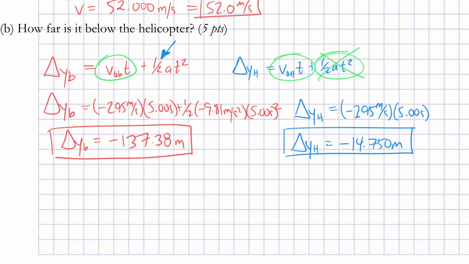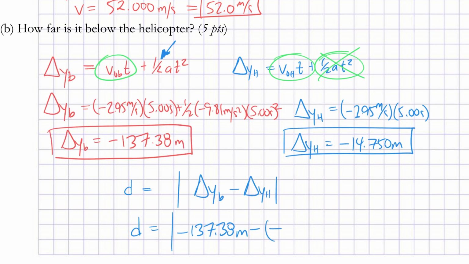So if we want to know the difference of the two, like how far apart they are, what would we call that? We would call that the distance. Maybe we could say the distance between them is the position of one, delta YB, minus, sorry, this is silly. Okay, sorry about all this clicking. It's the position of one minus the position of the other, right? Okay, so the distance is negative 137.38 meters minus negative 14.750 meters.